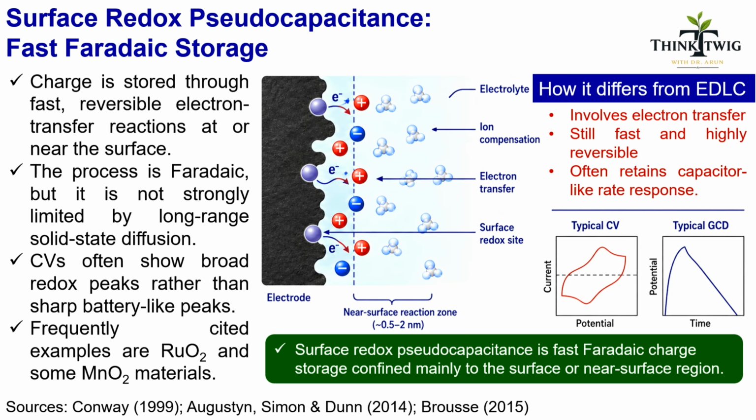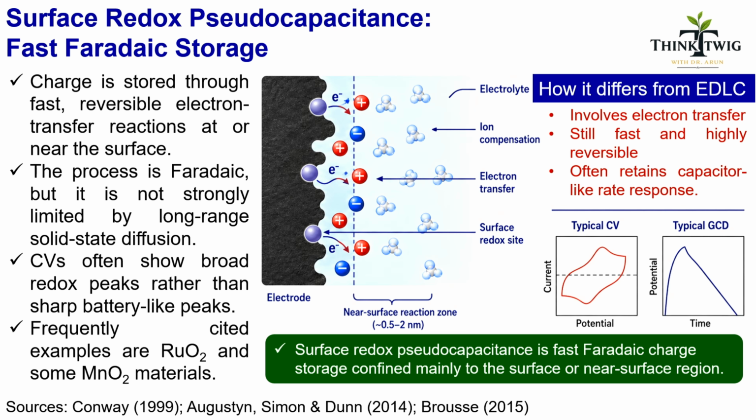Mainly at the surface or near-surface region, because the process does not depend strongly on ions traveling over long distances through the larger particles. The response can remain very fast, and this combination is the key. Faradaic chemistry, but capacitor-like kinetics. So, electrochemically, the cyclic voltammogram, or CV, may show a broad redox feature rather than the very sharp redox peaks more commonly associated with strongly battery type behavior.